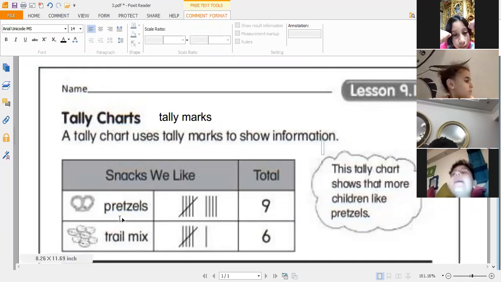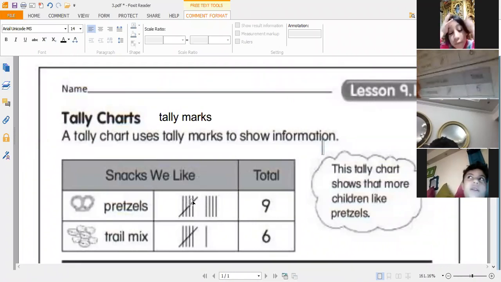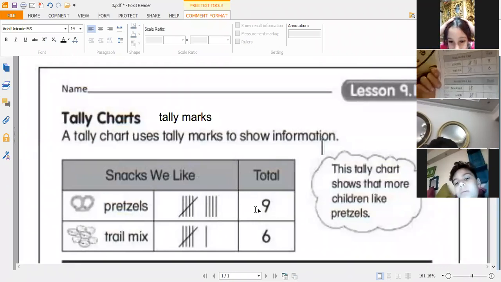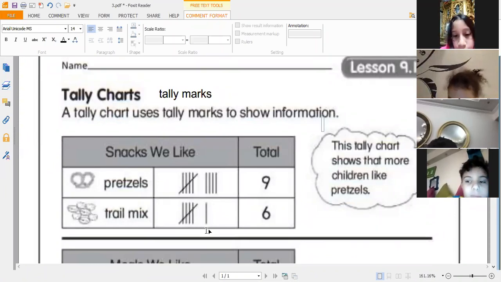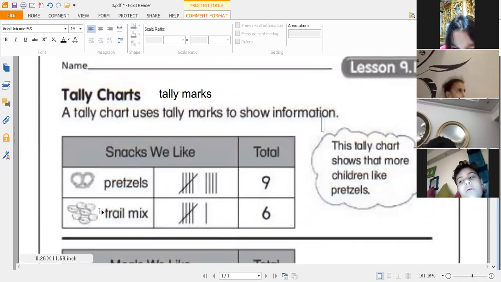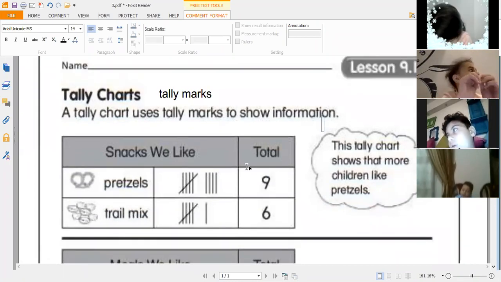We represent the pretzels with tally marks as 5 and 4. So we have in all 9 pretzels. And how many of trail mix? 6. We represent the trail mix with 6 tally marks. This is 5 and one more means 6. Okay, we call this a tally chart.